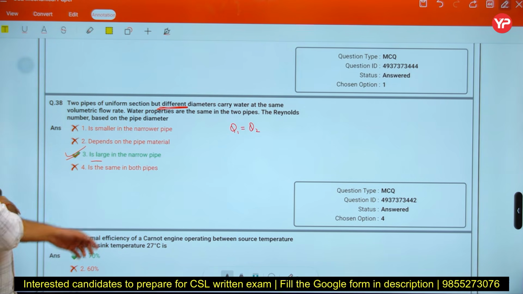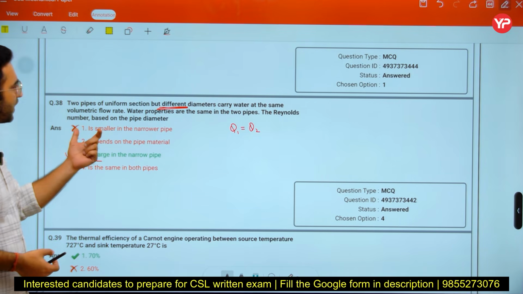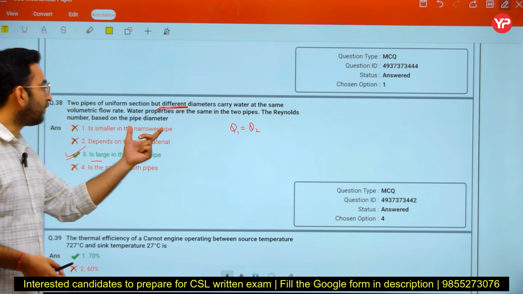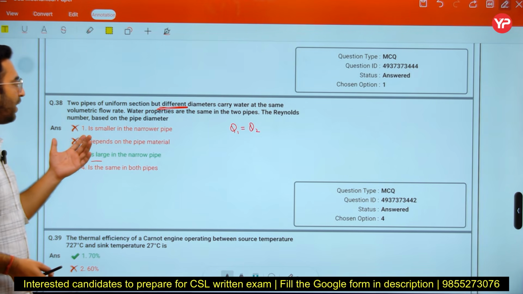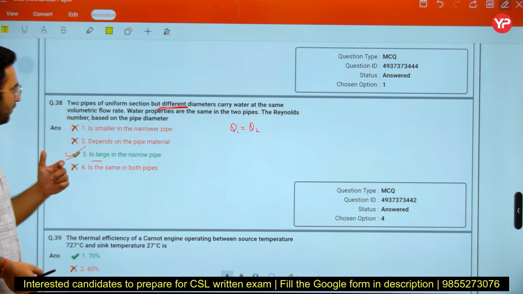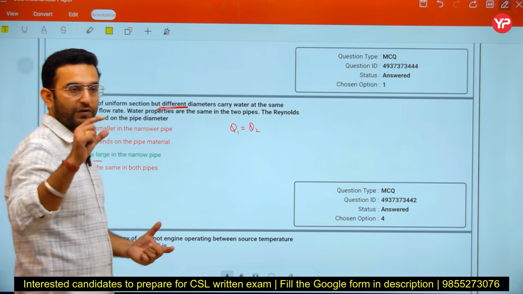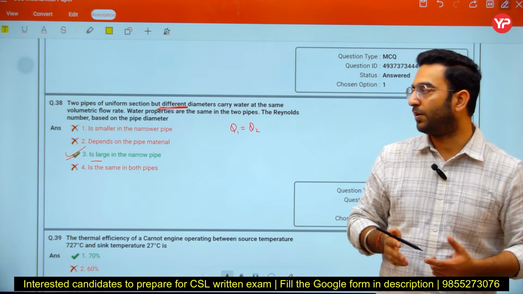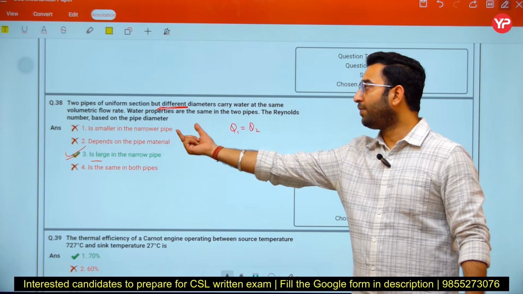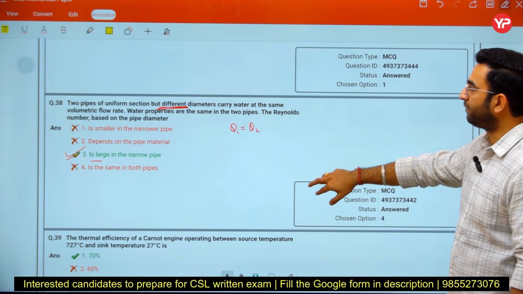Just give me a second, we have to check the Reynolds number now. In the case of a narrow pipe, the pipe which has a smaller diameter is going to have a high Reynolds number. So in the case of the narrower pipe, you are going to have a larger Reynolds number, not the smaller one. So option number 1 is a wrong one.